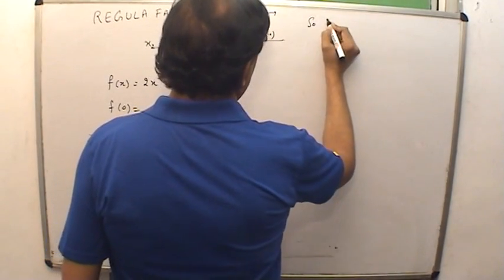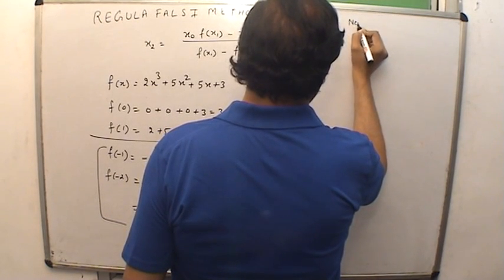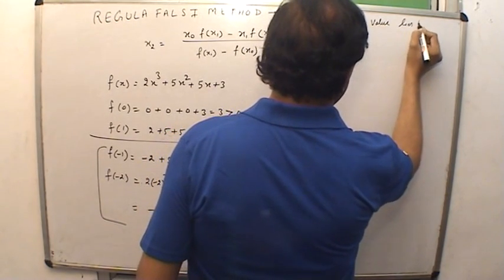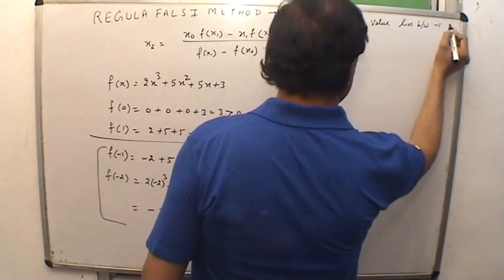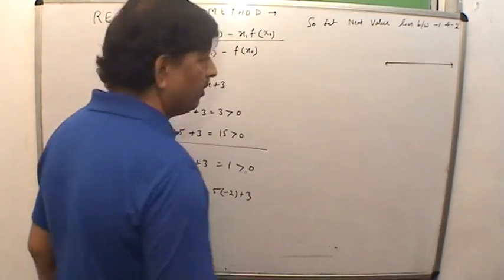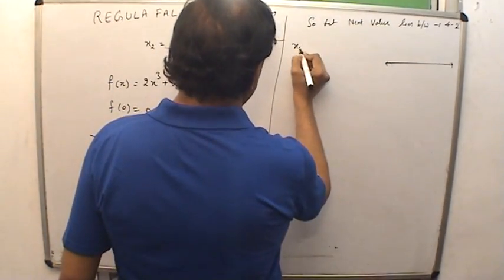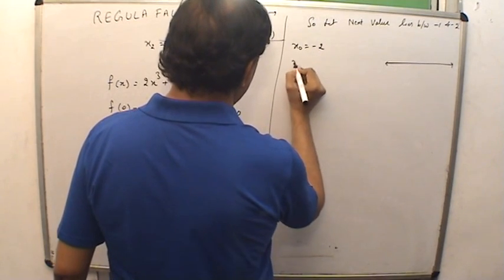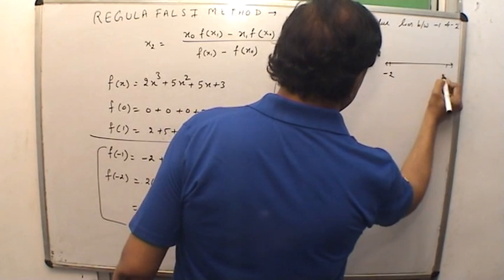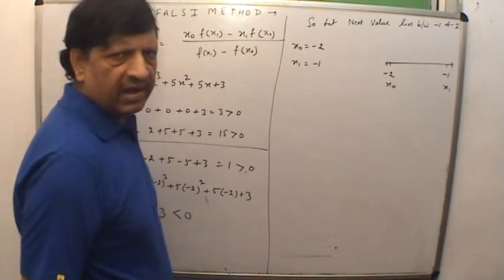So the next value lies between minus 1 and minus 2. Again we draw the number line. The smaller value we consider x0. The smaller value is -2 and the greater value is -1. We write here -2, -1: it is x0, it is x1.